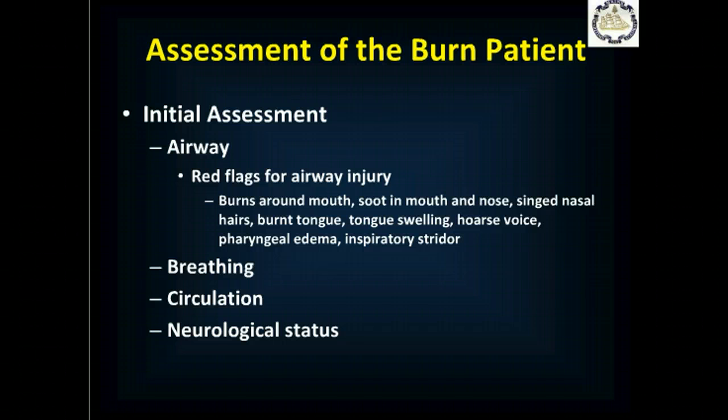So as you're doing your airway assessment, burns around the mouth, any soot in the mouth or nose, singed nasal hairs, a burnt tongue, tongue swelling, a hoarse voice, swelling in the back of the mouth, or when they breathe in, a high-pitched squeaking noise, really bad signs. And those are obviously progressive. Burns around the mouth are worrisome, but don't mean there's an airway burn. Inspiratory stridor means there's already swelling at the level of the vocal cords and they're swelling shut. Problems with breathing, circulation, and altered mental status are also concerning, but those airway findings are particularly concerning.